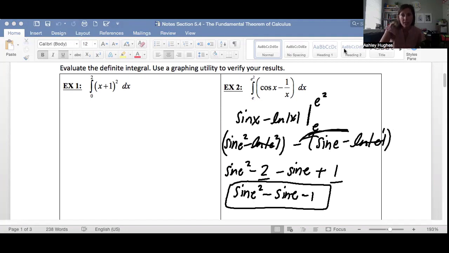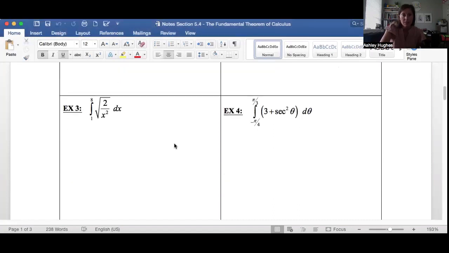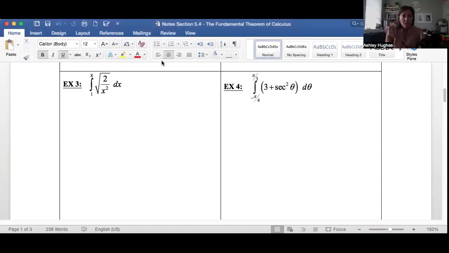And it's okay to leave it like that. E is just a number, 2.7... It's like pi. All right, what's the antiderivative of this?